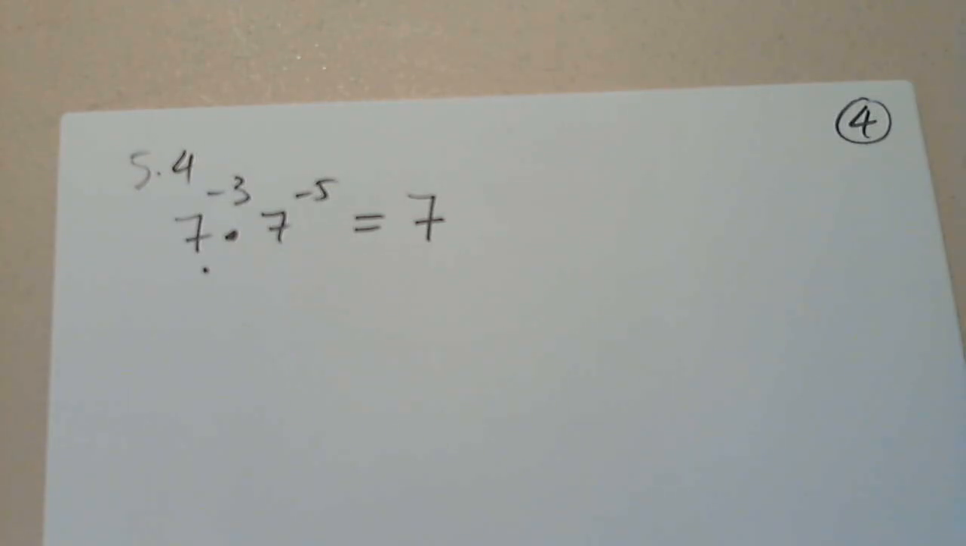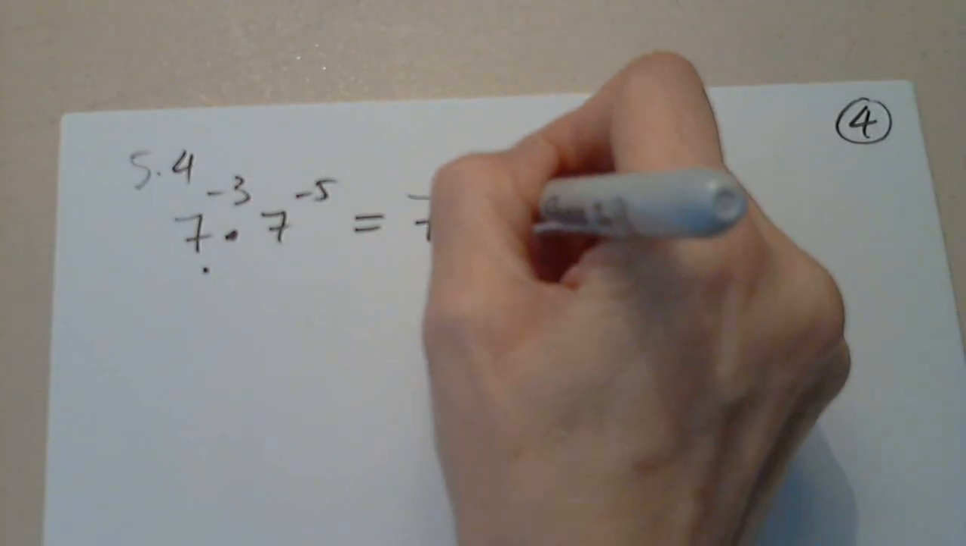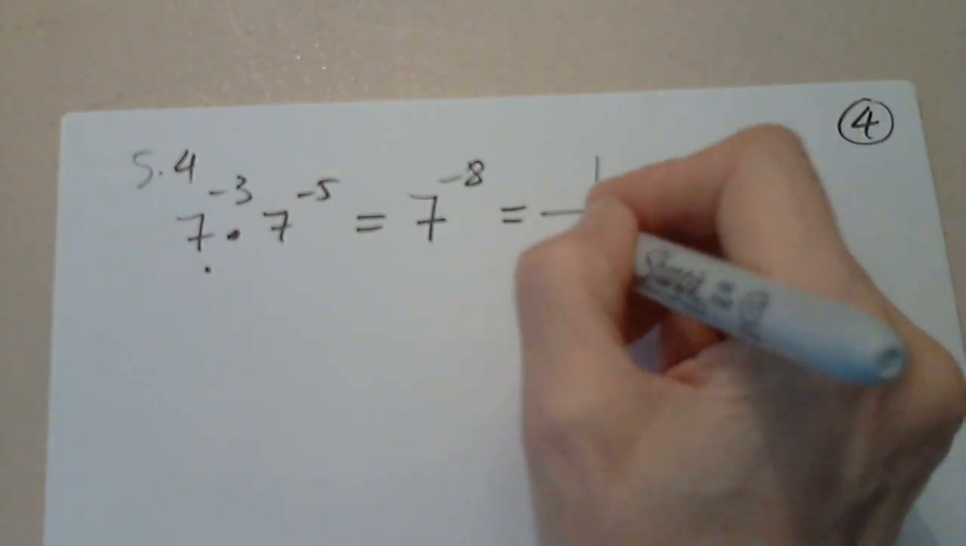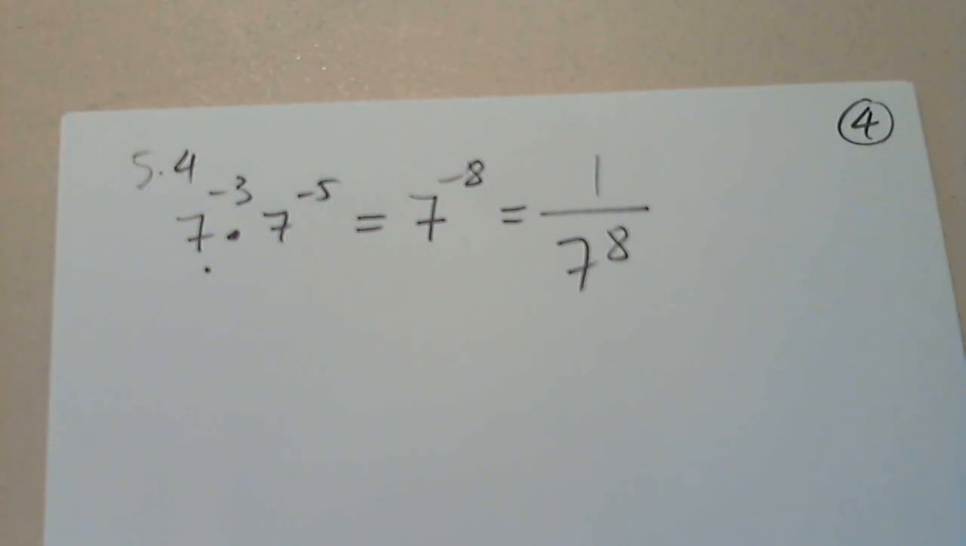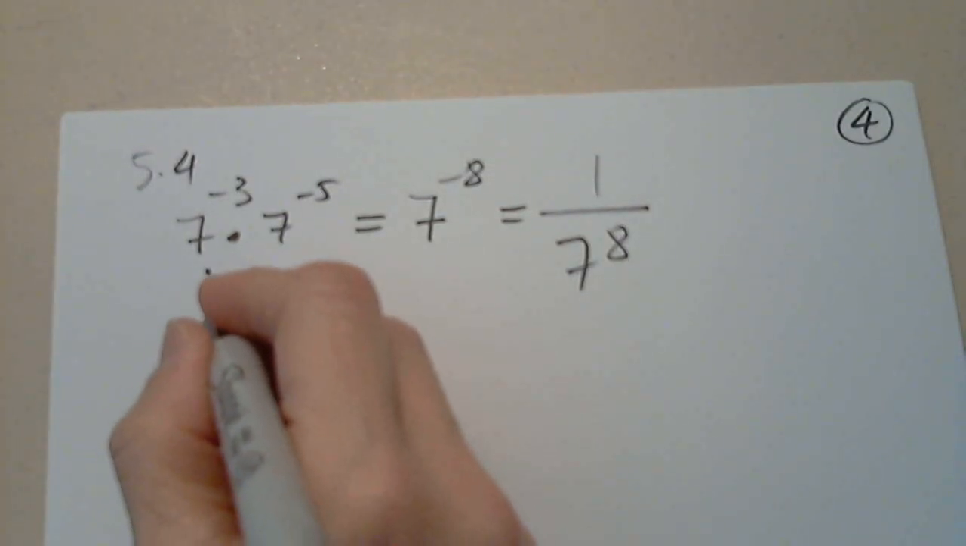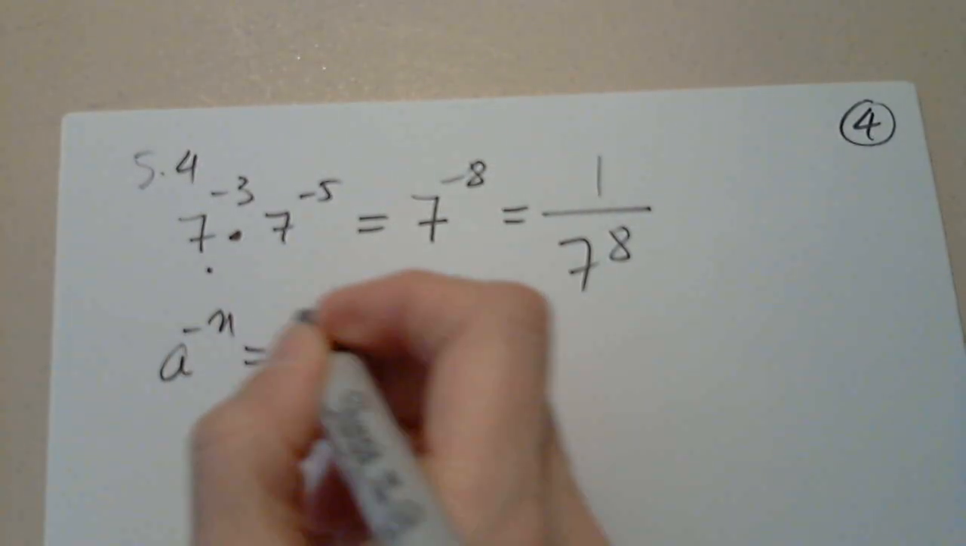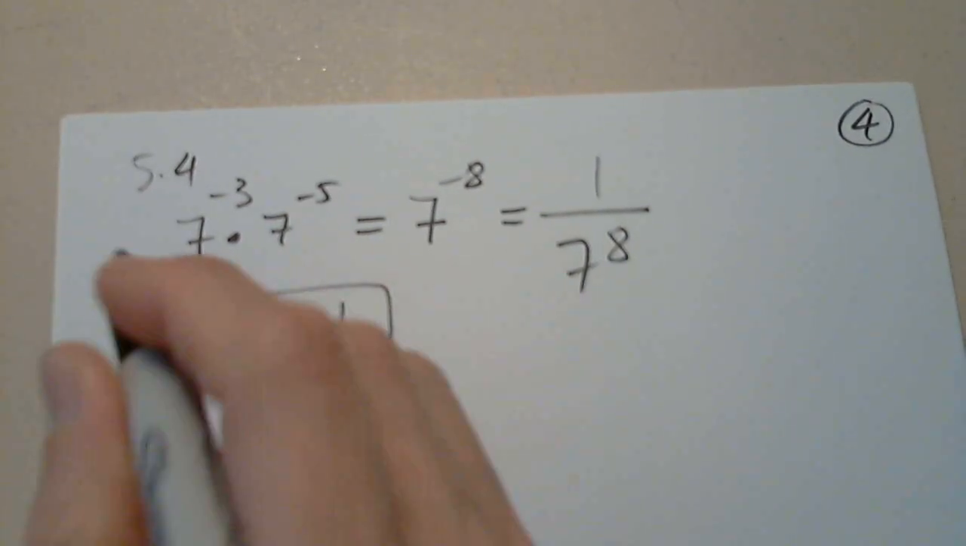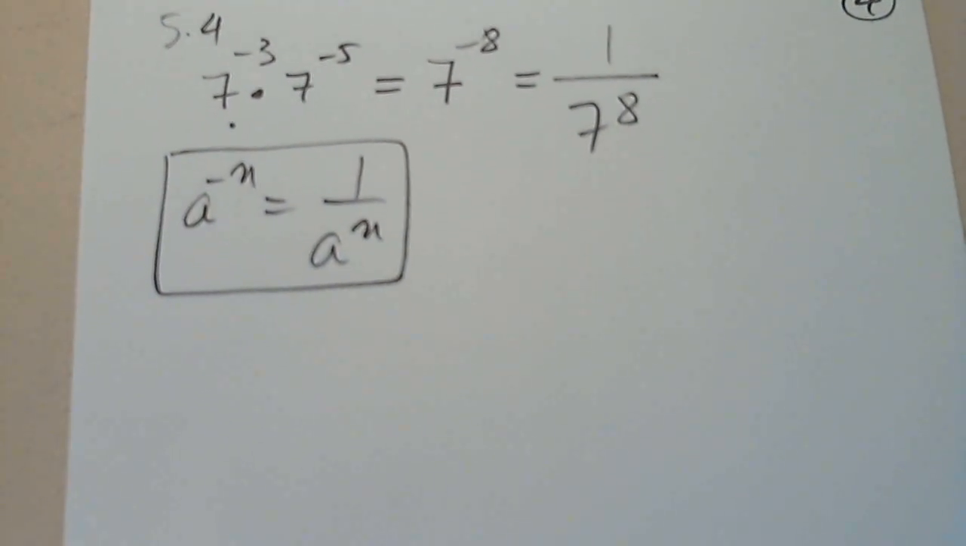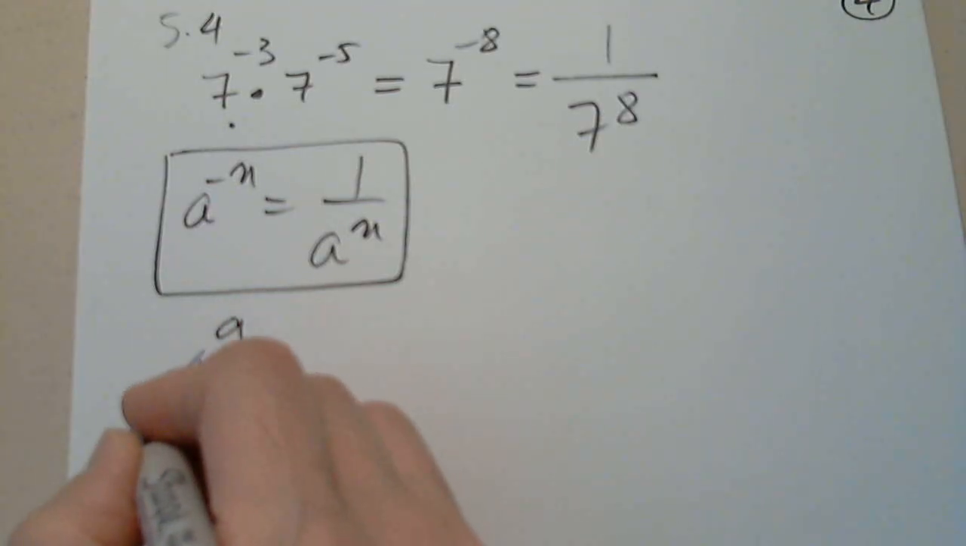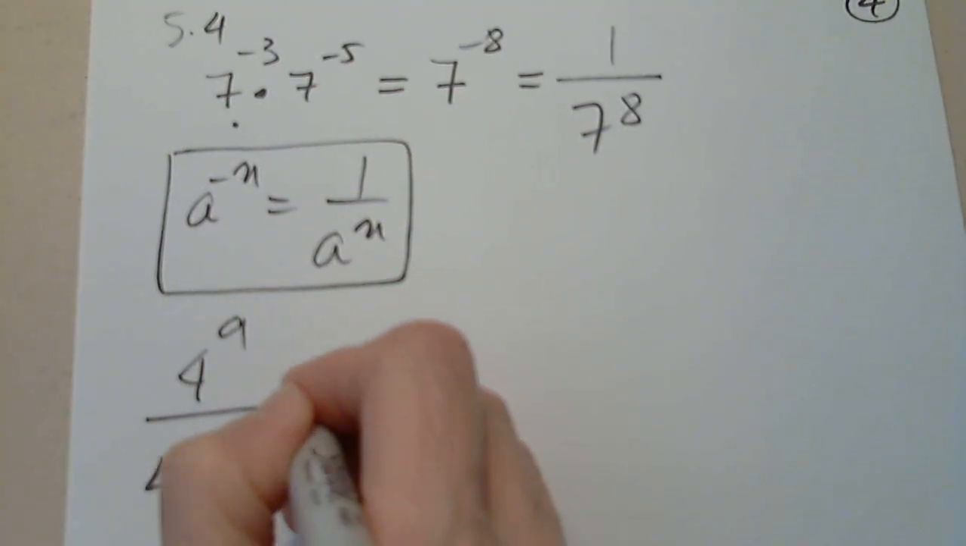You add them, negative 8. Yes, indeed. Exponent's going to be negative. Exactly, 1 over 7 to the 8th. So as we know, 7 to a negative number is simply a condensed form of a fraction. And the fraction is 1 over 7 to the 8th power. And the rule again is a to negative n equals 1 over a to the n. Good.